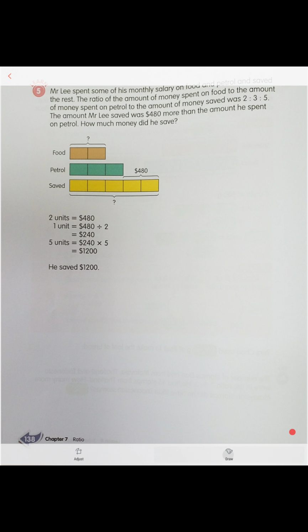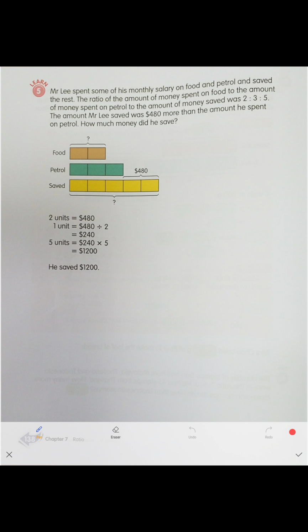Okay, last concept that we need to learn here. Here, our problem, Mr. Lee spent some of his monthly salary on food and petrol and saved the rest. The ratio of the amount of money spent on food to the amount of money spent on petrol to the amount of money saved was 2 to 3 to 5. And the amount Mr. Lee saved was 480 more than the amount he spent on petrol.